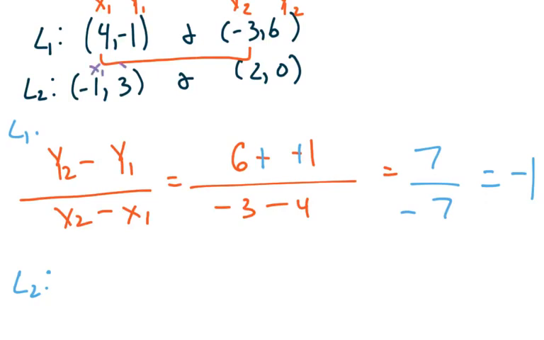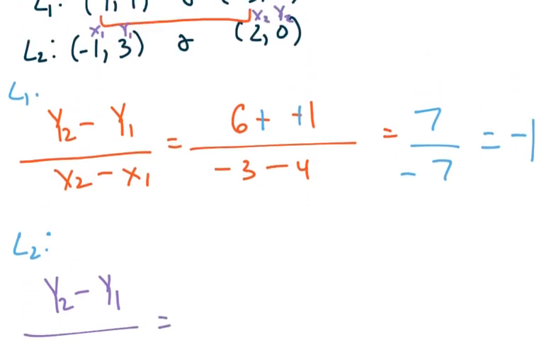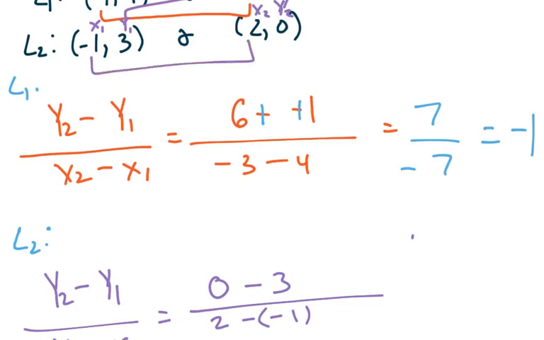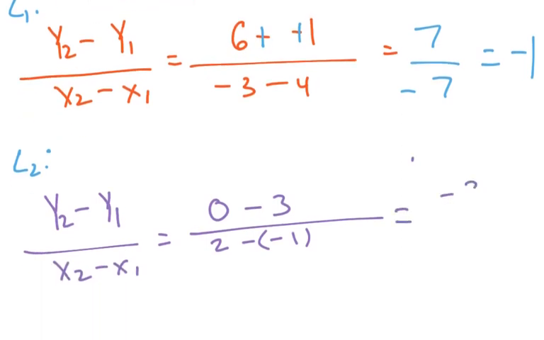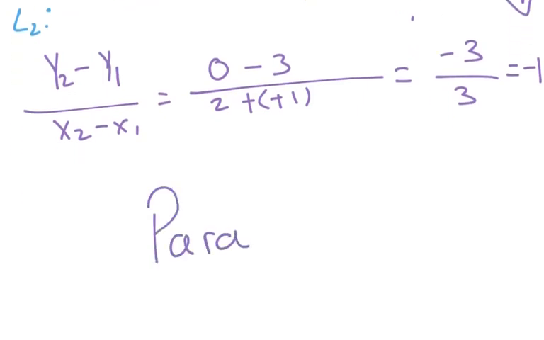We're going to label the points. Okay, write the formula down. And then I'm going to substitute it in. So the y2 values are 0, minus 3. The x values are 2 minus -1. Apologize, I should have labeled that. And so this becomes -3. Negative becomes a positive. So this is 3, and this gives me -1. Now notice here, they are the same. So when they are the same, they are parallel.